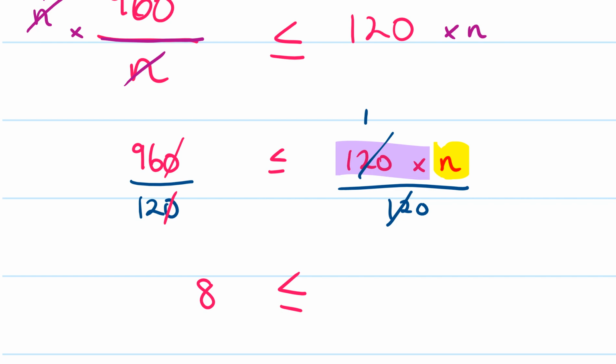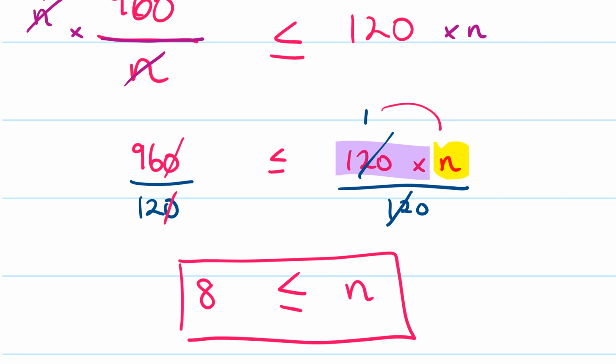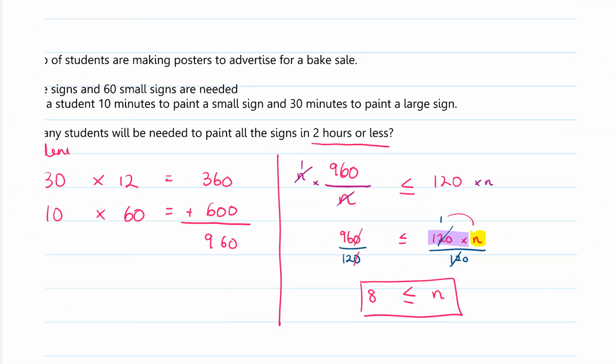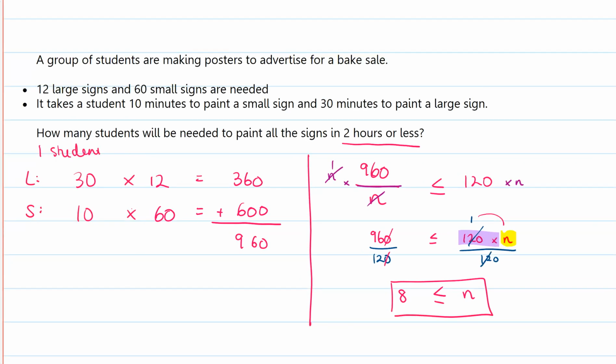And over here will be 1 times n, which is n. So that means n needs to be 8 or more. If you have 8 or more students, it will be less than 2 hours. That would be the technique.